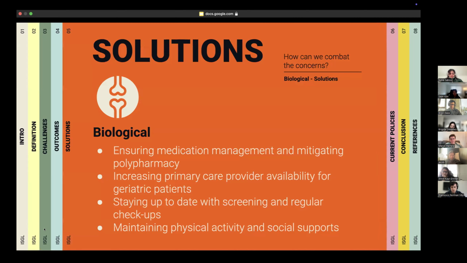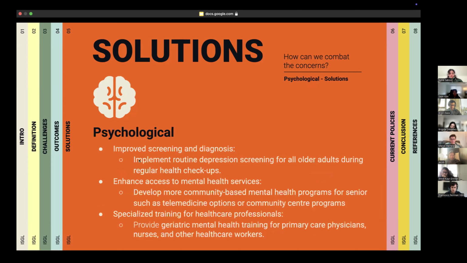In terms of solutions, our group looked at possible ways that these biological, psychological, and social issues might be mitigated. And so biologically, this could look like ensuring medication management and mitigating the negative effects of polypharmacy, increasing primary care provider availability for geriatric patients, and staying up to date with screening and regular medical checkups, as well as, of course, maintaining physical activity and social supports. Psychologically, in order to improve morbidity from mental health conditions like depression, this could also include having routine screening for all older adults at their regular healthcare checkups and enhanced access to mental health services, such as through more community-based programs. As well, healthcare professionals could receive better and more specialized training in order to provide these mental health services to the elderly population.